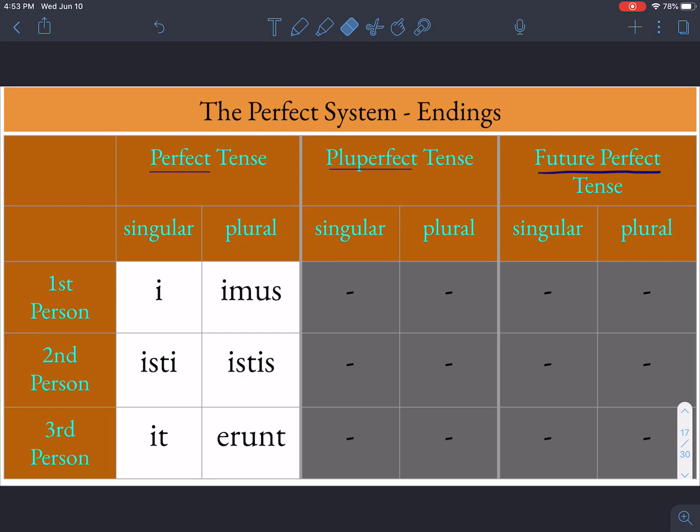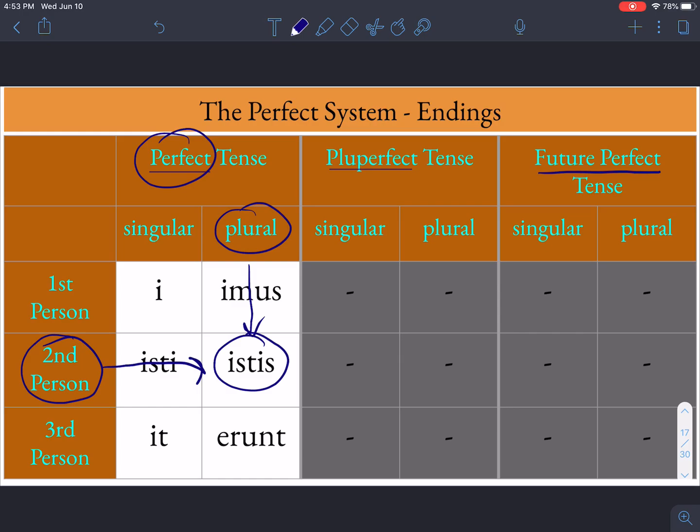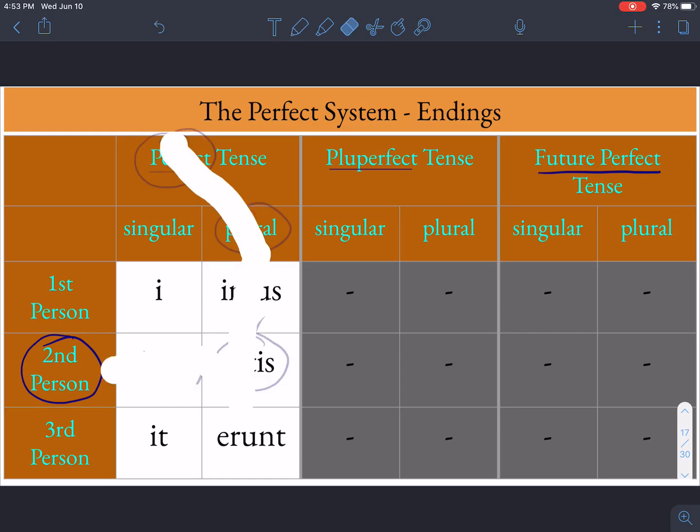Now, another example of this: if I were to ask you what's the third person singular of the perfect tense, you would read the chart this way. Third person singular of the perfect tense, that's it. Another example, if I were to ask you what's the perfect tense second person plural, that leads us to istis. That's how you read this chart.